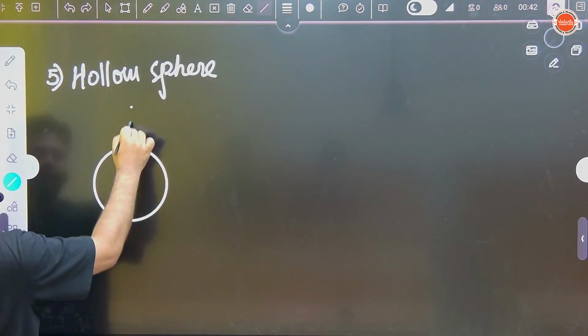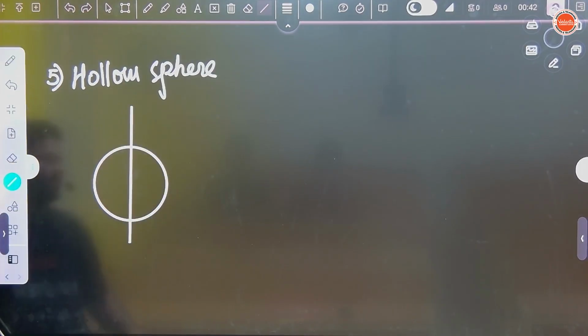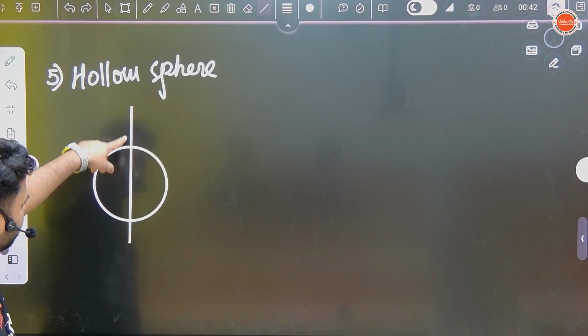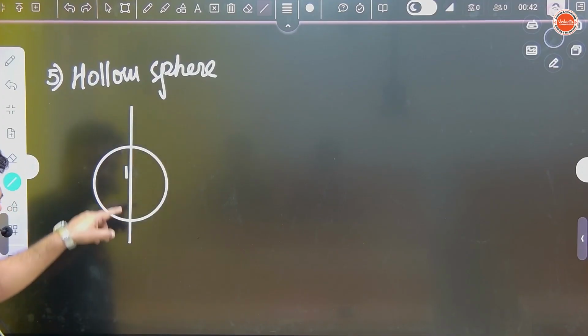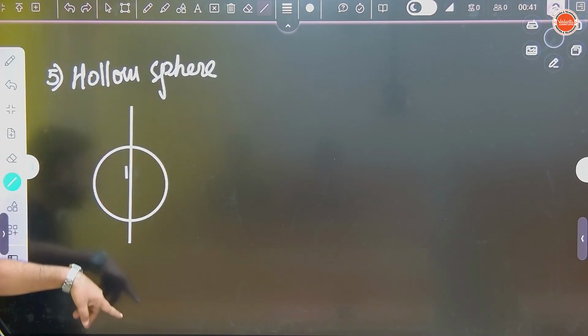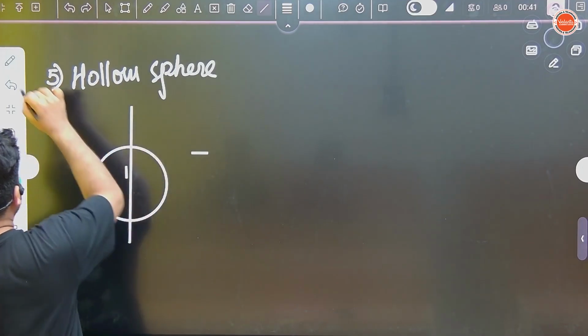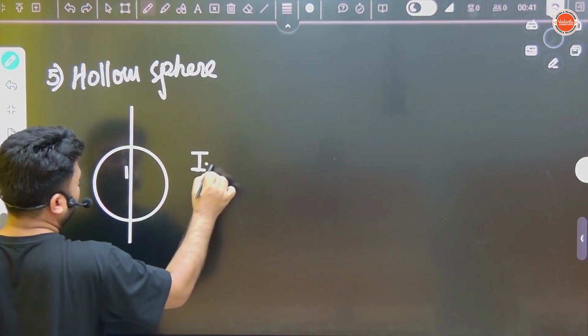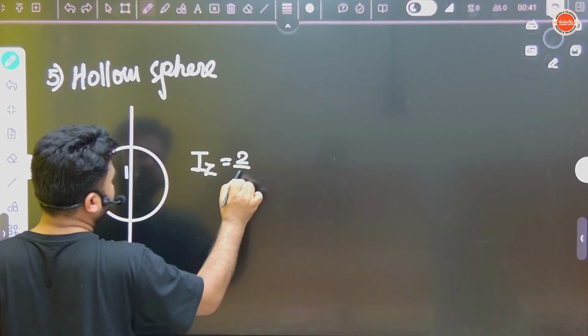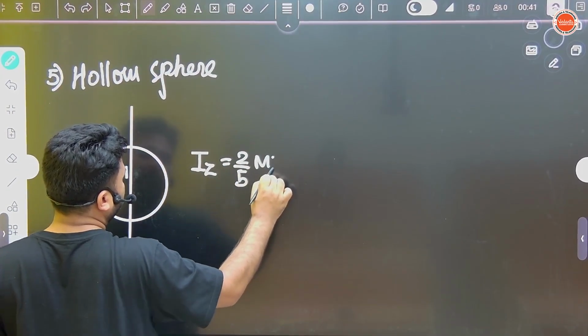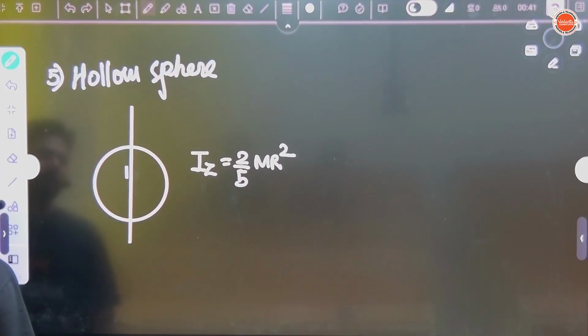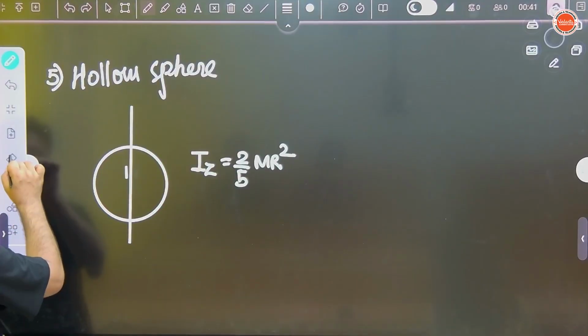Fifth, if this is a hollow sphere, if they ask what is the moment of inertia about this axis passing through the center, a diametrical axis. This is the diameter also, no? So the moment of inertia about this axis is 2 by 5 mr square. These values you just have to remember. Sorry, if it is hollow, this is 2 by 3.